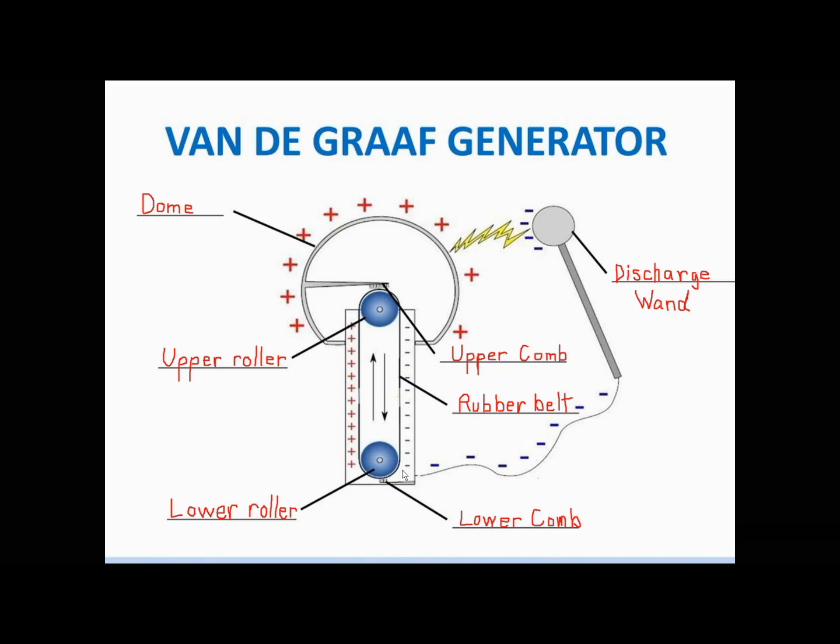And then we have a collection of negative charge where the lower comb touches, and usually the lower comb will go to a piece of metal that's on the base of the Van de Graaff generator. It's kind of acting as ground. But we can discharge the upper dome by occasionally bringing it in contact with the negatively charged discharge wand, which is also connected to the negative charge buildup of the Van de Graaff generator.